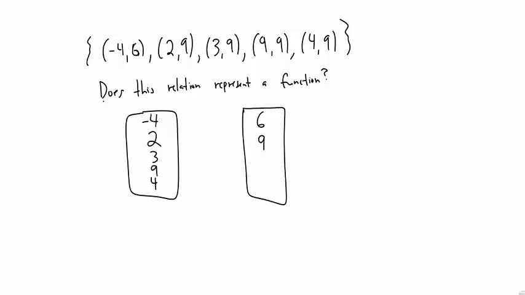So this relation associates negative 4 with 6, but not 9. It associates 2 with 9, but not 6. It associates 3 with 9, 9 with 9, and 4 with 9. So is this a function or not? Yes, it is.